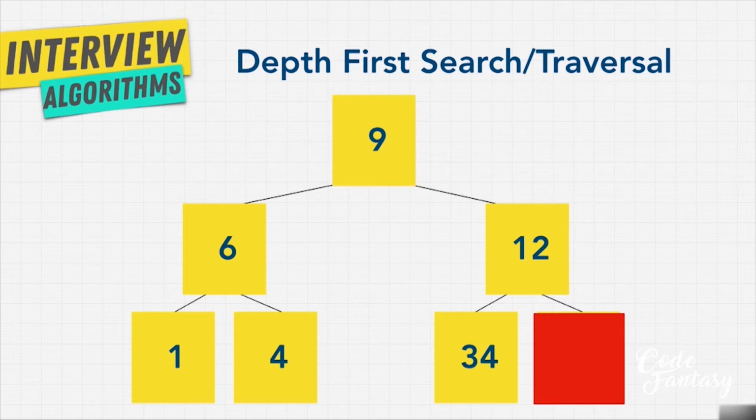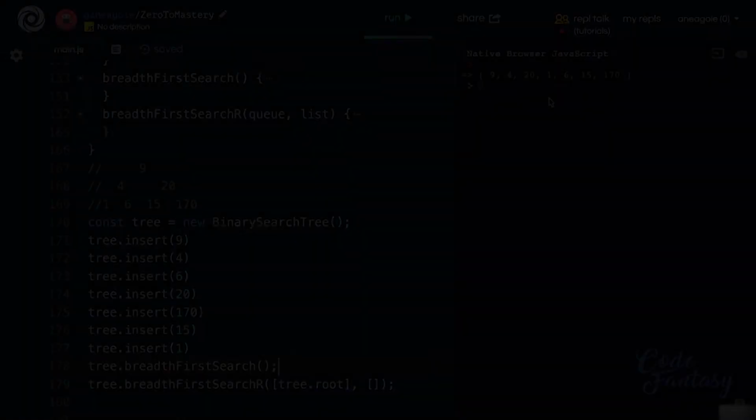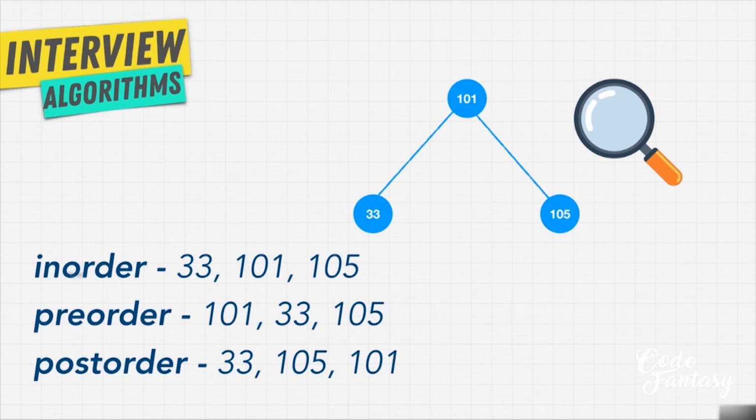And when it comes to depth first search, we have to be aware that there's 3 ways that we can actually implement it. It's called InOrder, PreOrder, and PostOrder. Remember how we had the list that we got with breadth first search? Well, there's 3 different orders that we can return this list with depth first search. The first one is called InOrder, and it looks something like this. We go with 33, 101, 105. It's called InOrder because in a binary search tree, it gives everything in order.